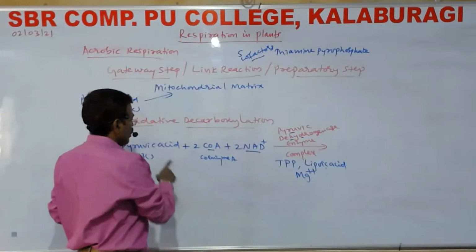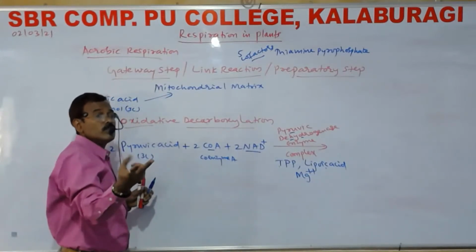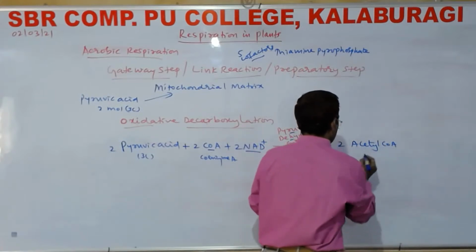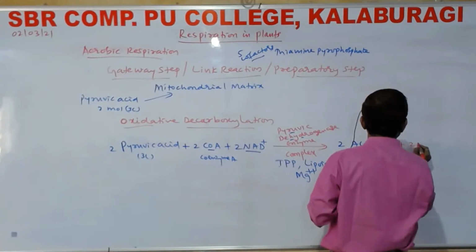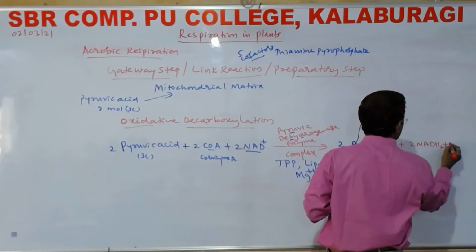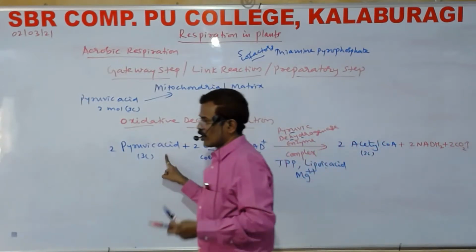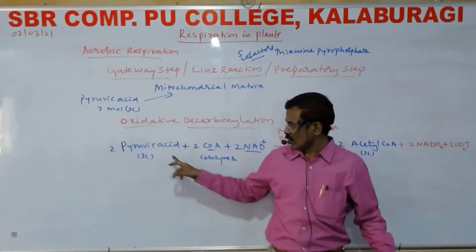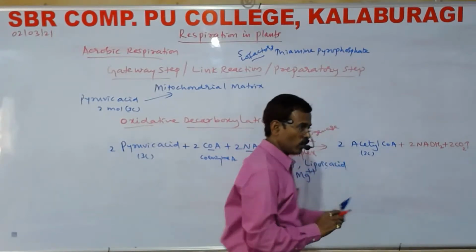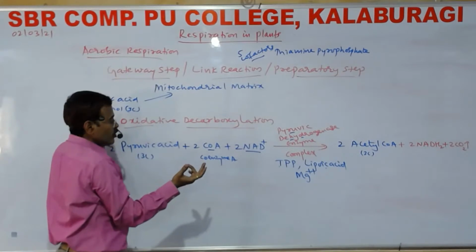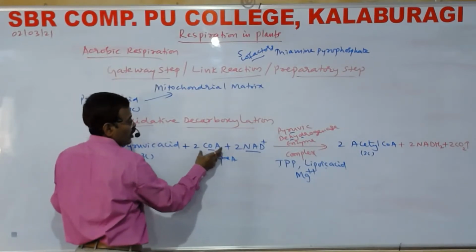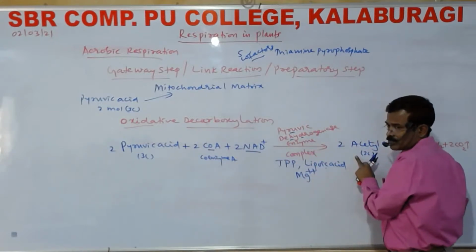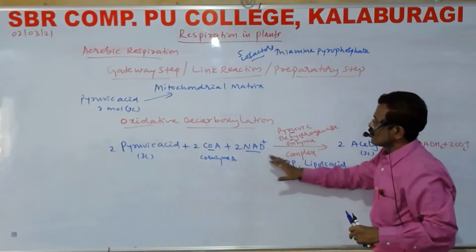This pyruvic acid is decarboxylated, so a 3 carbon compound becomes a 2 carbon compound. So you will get 2 molecules of acetyl coenzyme A, the 2 carbon compound, plus 2 molecules of NADH2, and 2 molecules of carbon dioxide are liberated. From 1 molecule of pyruvic acid, 1 carbon dioxide; 2 molecules of pyruvic acid give 2 carbon dioxide. From 1 molecule of pyruvic acid, 1 NADH2, so 2 NADH2. So oxidation occurs, and coenzyme A is converted into acetyl coenzyme A. That is, the 3 carbon compound is converted into a 2 carbon compound, due to the decarboxylation step.